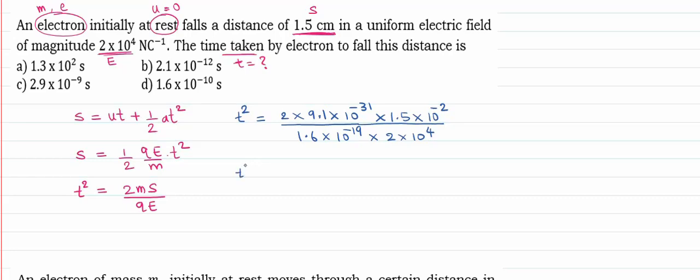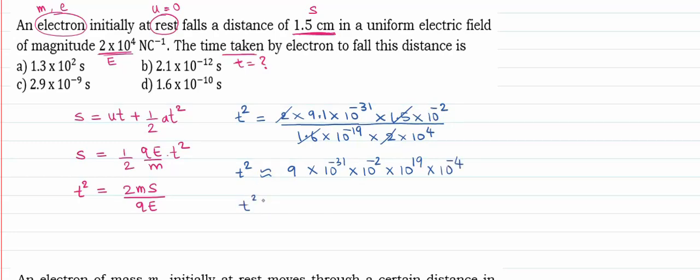Now simplify this. Now see here, if you go on multiplying and dividing accurately, you will not be able to finish the problem within 1 minute. So I will take approximation. This 2 gets cancelled with this 2. 1.6 and 1.5 get cancelled. 9.1 I will take approximately as 9. What remains is 10 raised to minus 31, 10 raised to minus 2, 10 raised to minus 19 if it comes to numerator plus, and 10 raised to 4 if it comes to numerator it becomes minus 4.